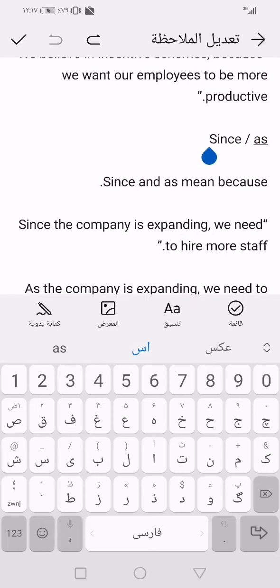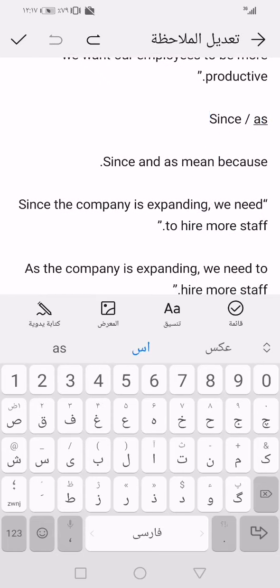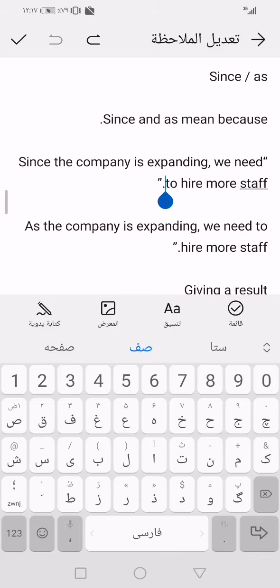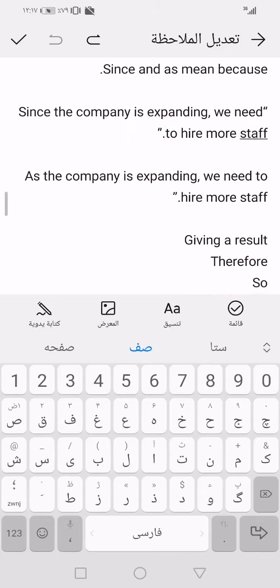نجي على since و as. Since and as mean because، يعني since وas تجي معنا because. Since the company is expanding, we need to hire more staff. بما أنه الشركة في حالة توسع نحتاج إلى تأجير عمال أكثر، أو staff، يعني staff العادي. As the company is expanding, we need to hire more. يعني since وas نفس المعنى.